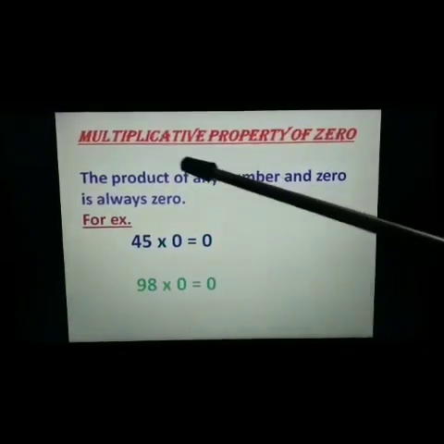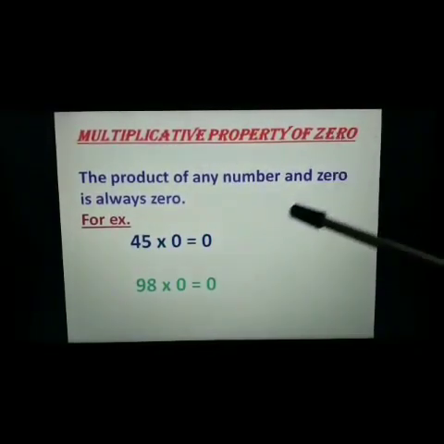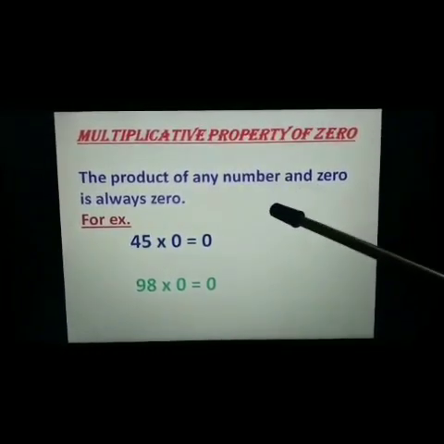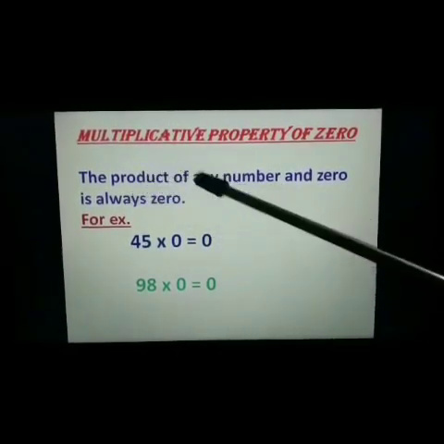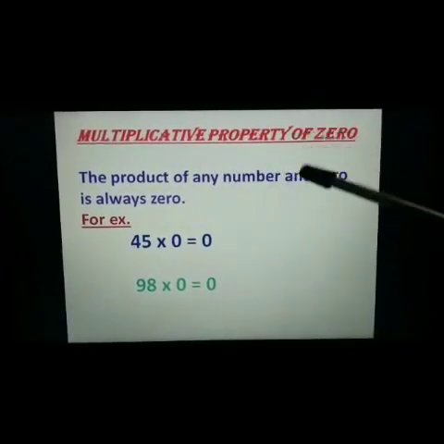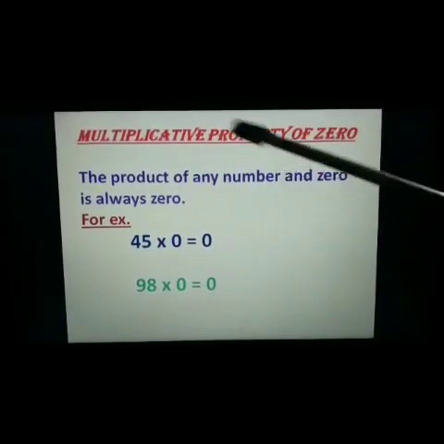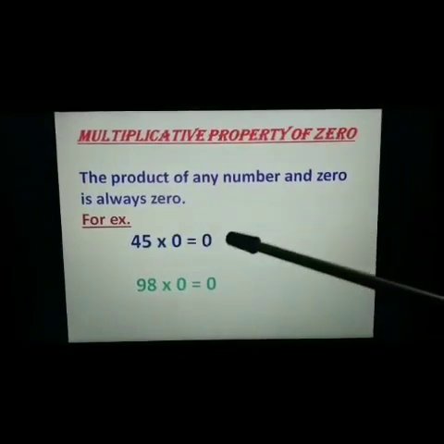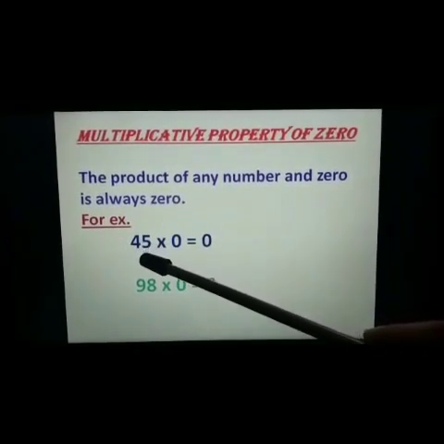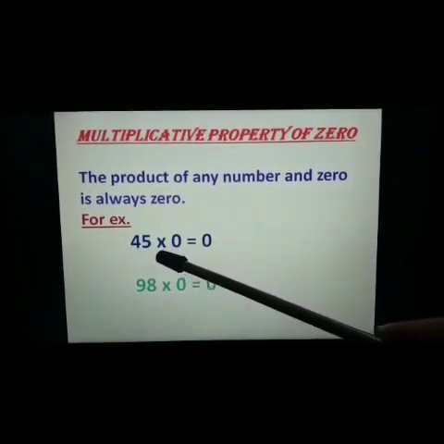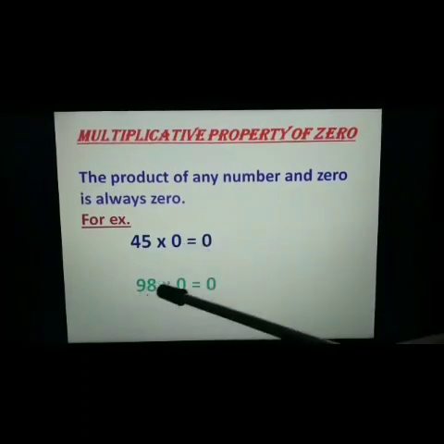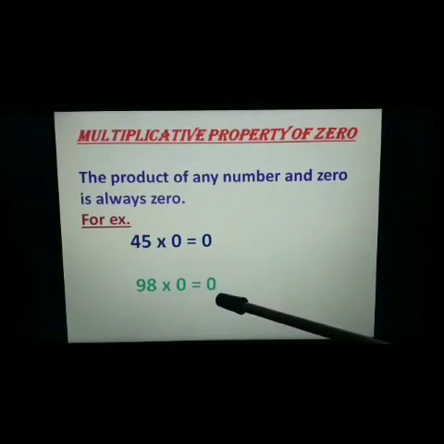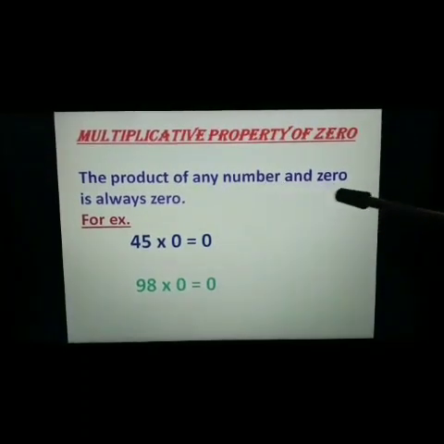Now third, multiplicative property of 0. The product of any number and 0 is always 0. अगर हम किसी भी नंबर को 0 से मल्टीप्लाई करते हैं तो प्रोडक्ट मीन्स आंसर हमेशा 0 आता है. For example 45 into 0, 45 zeros are 0. 98 into 0, 98 zeros are 0. That means the product of any number and 0 is always 0.